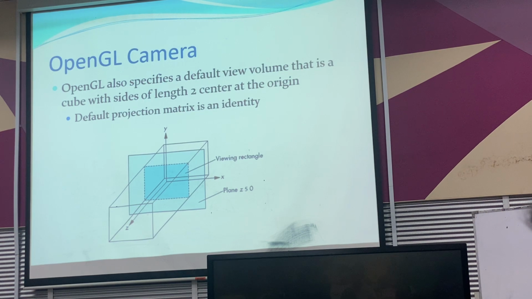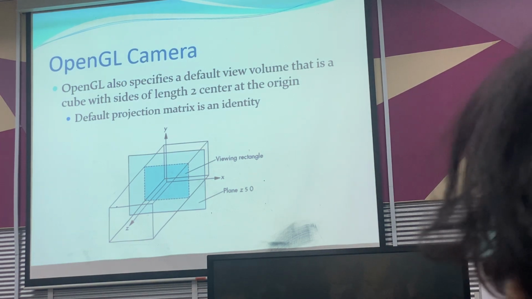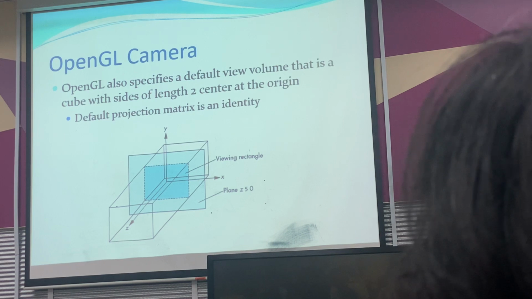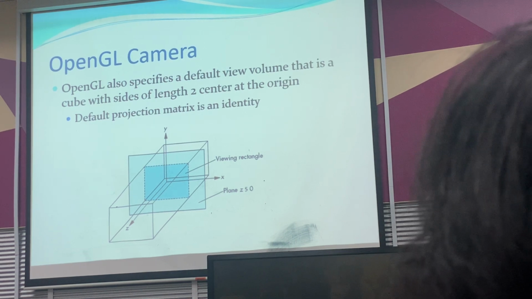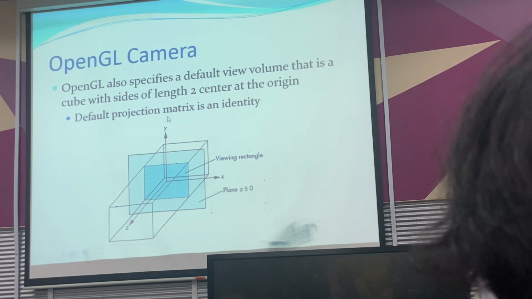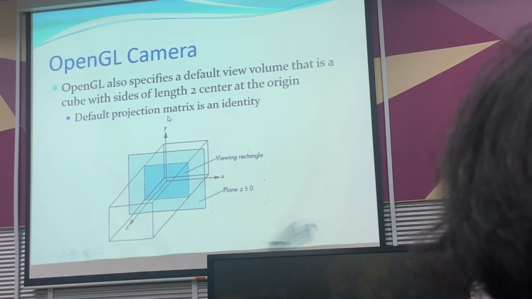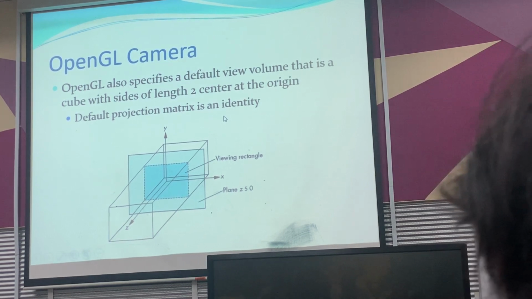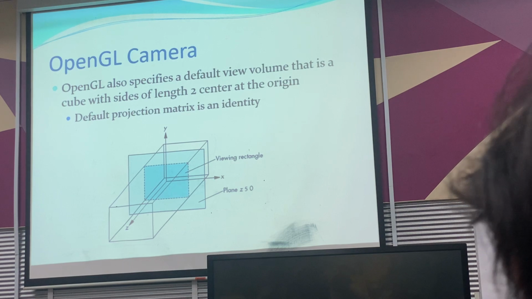So your origin is in the middle, 0, 0, 0. Your camera is here, facing the negative Z direction. So it's a cube. The default projection matrix that you're using is an identity.